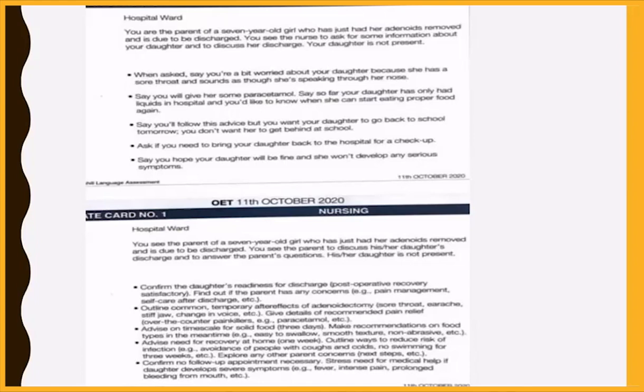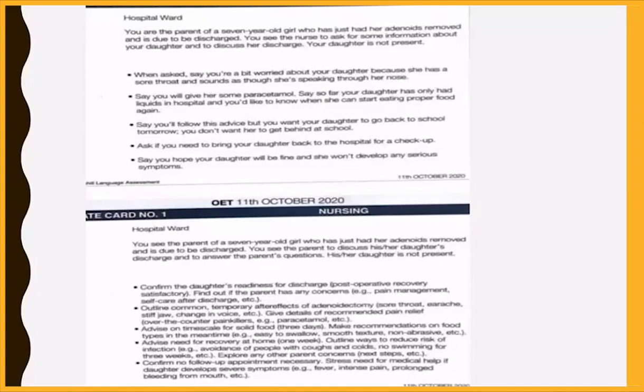Okay, ma'am. Advice needed for recovery at home, 1 week. Outline ways to reduce risk of infection. Example, avoidance of people with coughs and colds. No swimming for 3 days, 3 weeks, etc. Explore any other parents' concerns, next steps, etc.